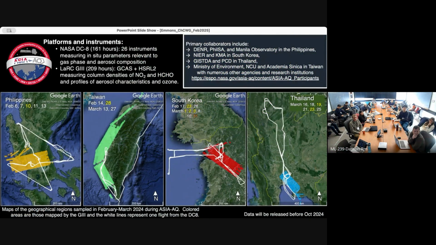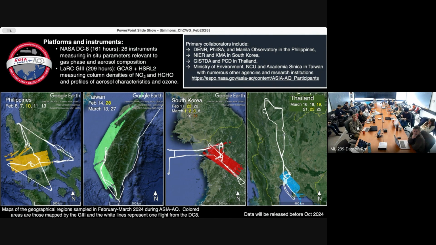So the campaign consisted of a few flights in each of these locations. The white lines show the NASA DC-8 flight track that did profiling in the lower troposphere. And the colored patches show where a high-flying aircraft sampled with the geostationary instrument similar to the GEMS satellite, and so could map out NO2 and formaldehyde over the urban regions.